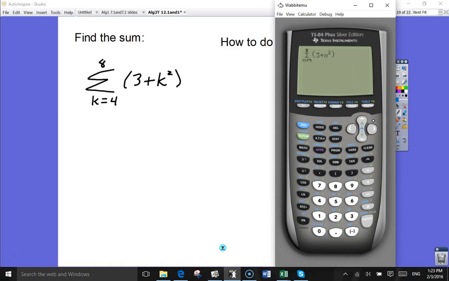So does that look the same? When I hit enter, it does it for me. Yes. But there will be some that are not given to you in series form, or in a sigma form, so you won't be able to use it. But there'll be some that you can.